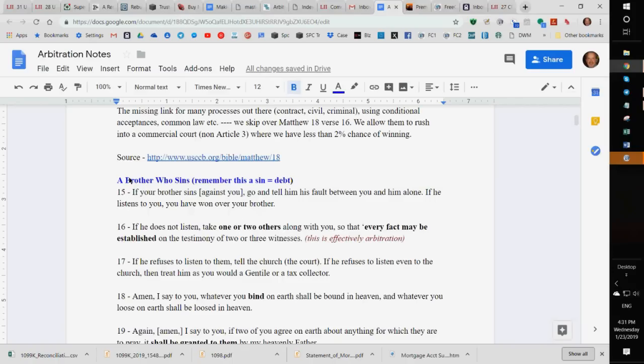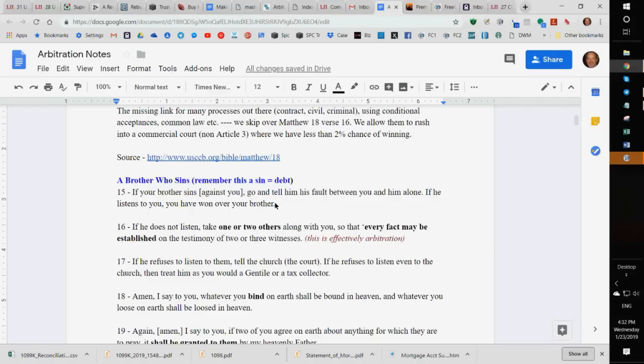So this is again Matthew 18 and verse 15. If your brother sins against you, and they added the word against you for clarification, go and tell him his fault between you and him alone. If he listens to you, you have won over your brother. Ladies and gentlemen, that's called just talking to somebody and working it out. That's always the first thing, and so many people forget about that. That's the best remedy for most situations. Talk to them. Work something out. Okay? Verse 16. This is the biggie.